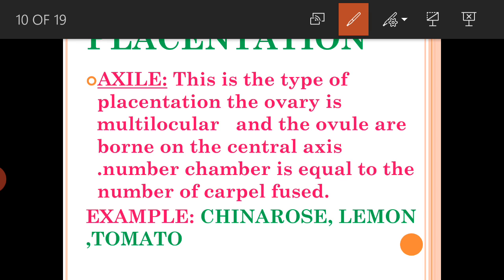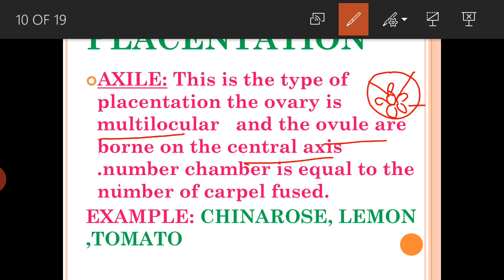The next placentation we are going to see is the axial placentation. In axial placentation, the ovules are arranged in the center and separated by chambers. Here is the definition. This is a type of placentation where the ovary is multilocular and the ovules are borne on the central axis. The number of chambers is equal to the number of carpels fused. Examples here are China rose, lemon and tomato.